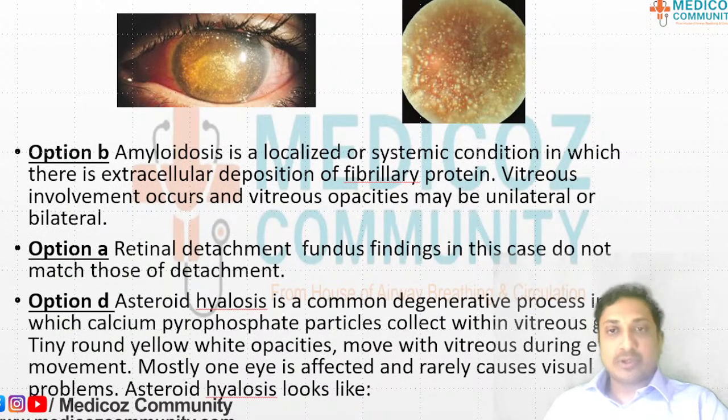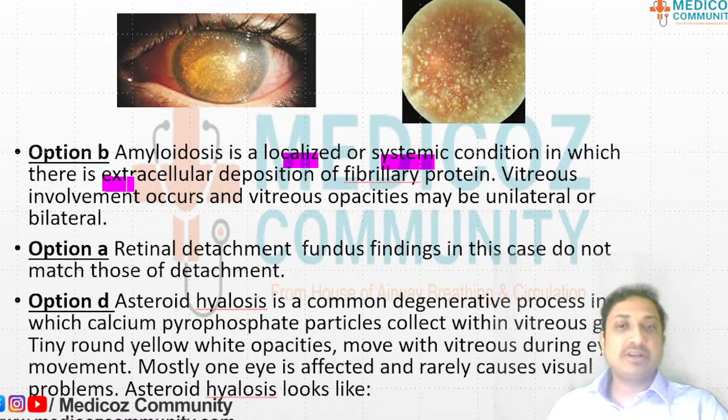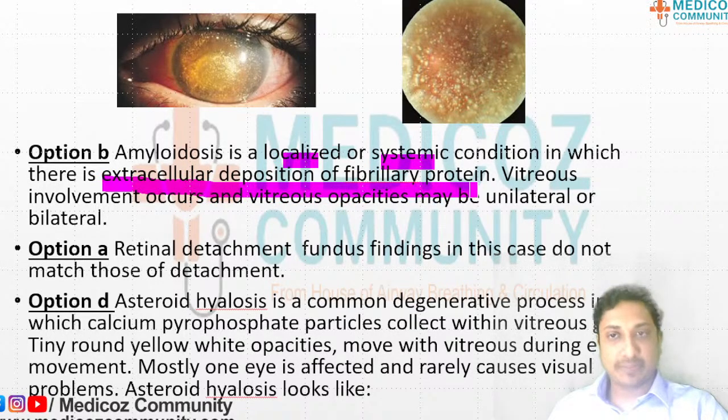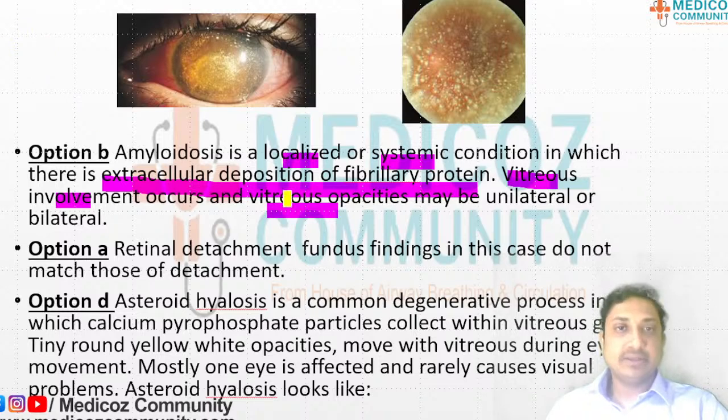So the question was very clear. It was about the hemorrhage, subhyaloid hemorrhage. It was boat shaped. What about the other options? Amyloidosis, we know it is a systemic condition, or it can also be a localized condition in which there is extracellular deposition of fibrillary protein. Here the vitreous involvement occurs and vitreous opacities may be seen, which are unilateral or bilateral. So understand this. This is amyloidosis in which vitreous involvement will be seen.